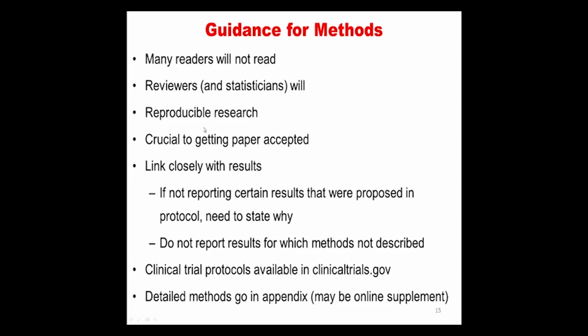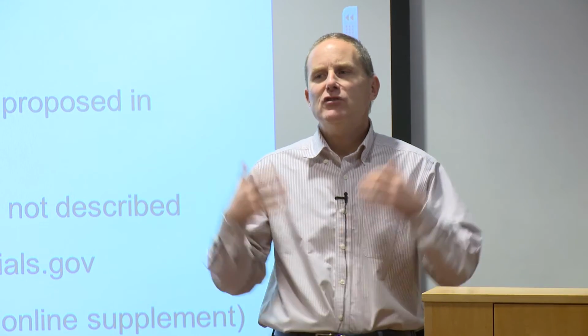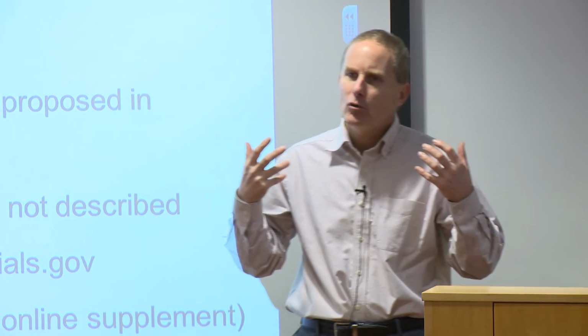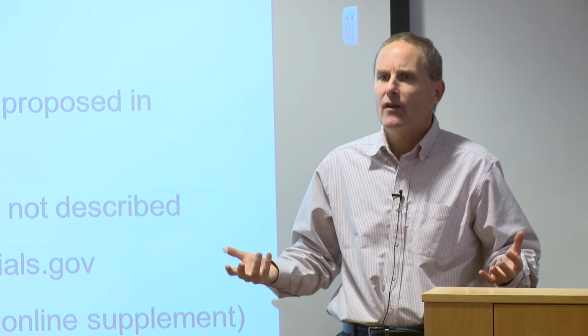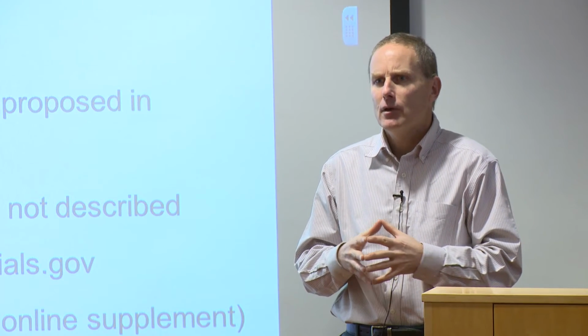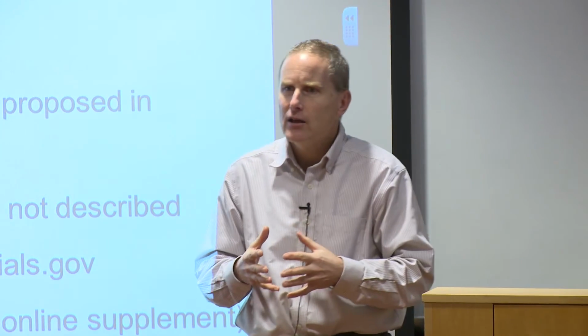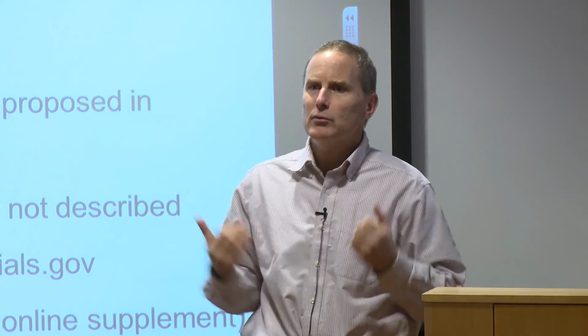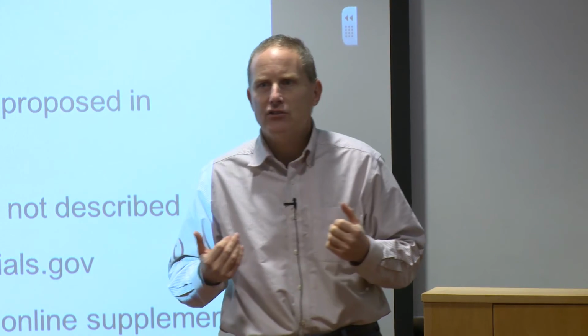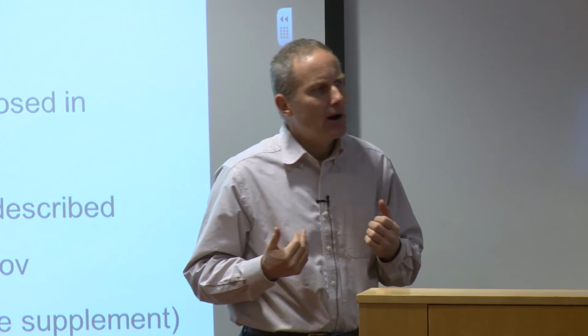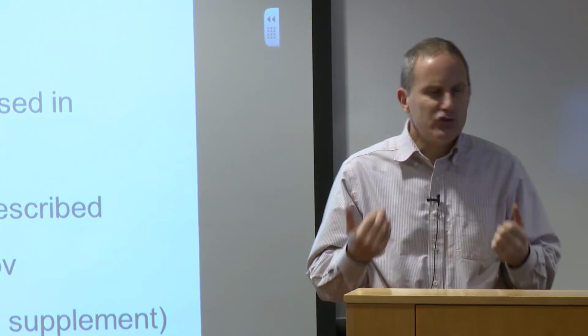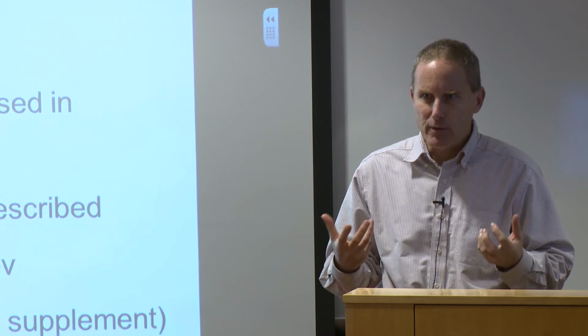Reproducible research means research that somebody else could redo if they needed to. If you specify all the methods and all correctly, somebody could have redone that study with the same data. In other words, if I gave you the data set and I've written my methods well enough, you should be able to replicate what I did, at least on the analysis. It's crucial to getting your paper accepted to write the methods well.